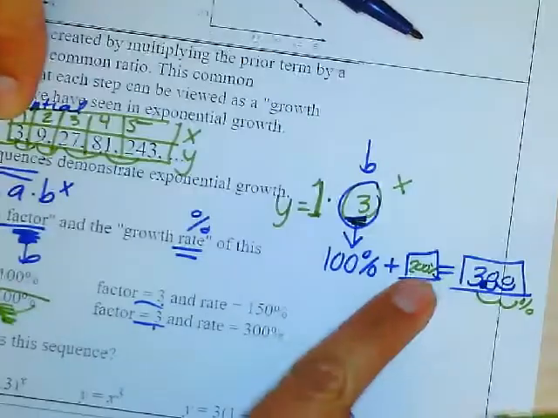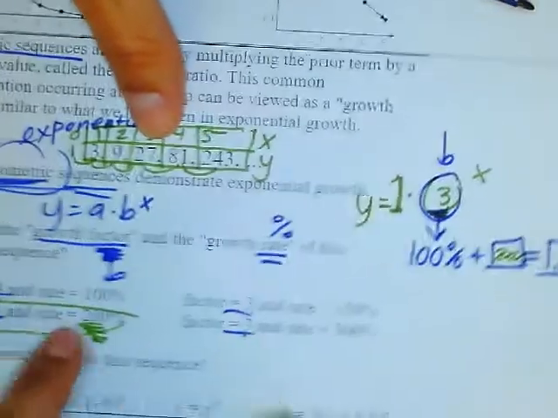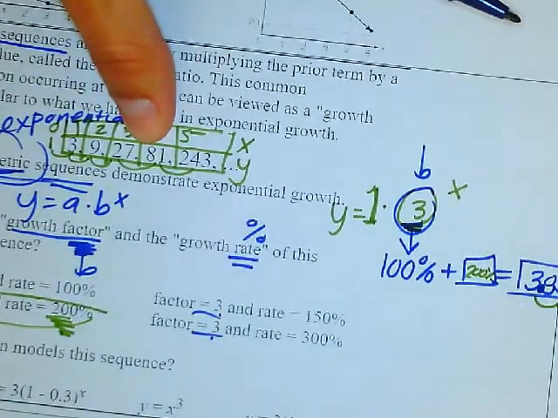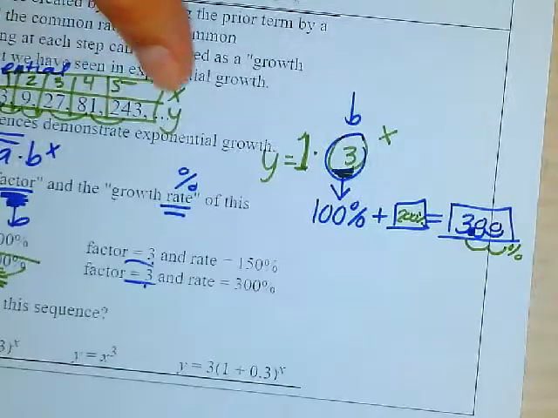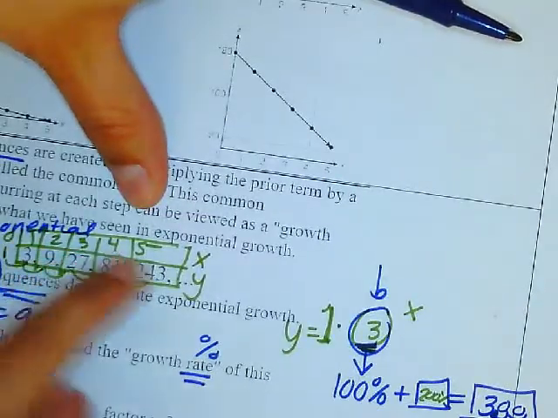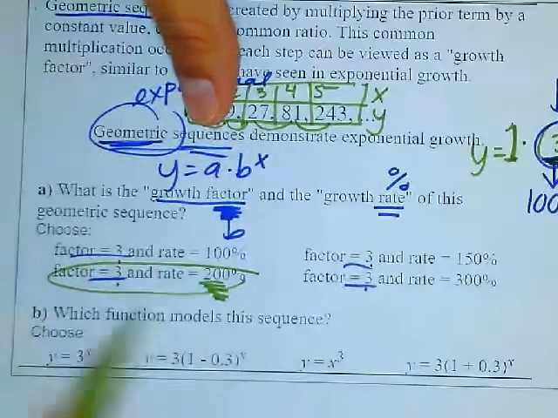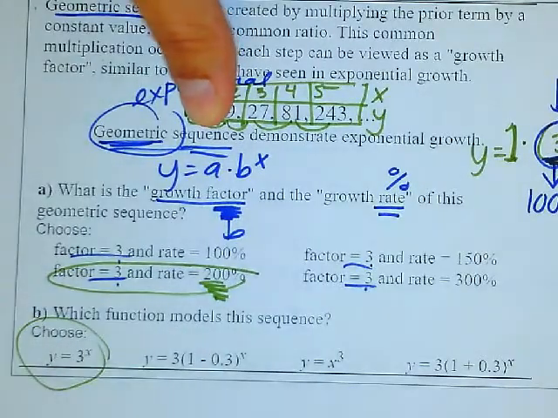Okay? The B is 300% or 3. The growth factor is 3, but the growth rate, in other words, the percent that we increased it by each year, or what is it here, each time that we moved the geometric sequence, okay, that was 200%, okay? And then this would be your function.